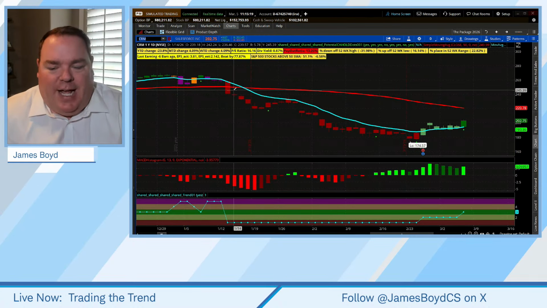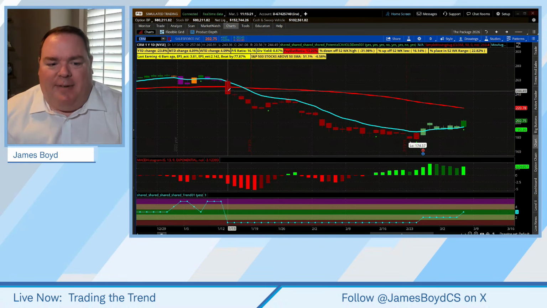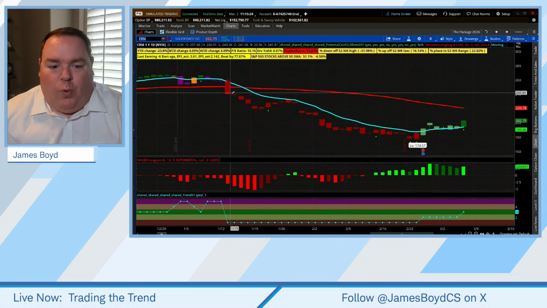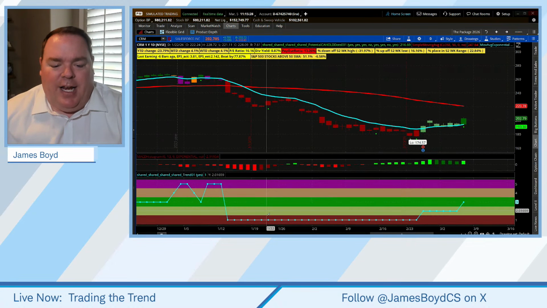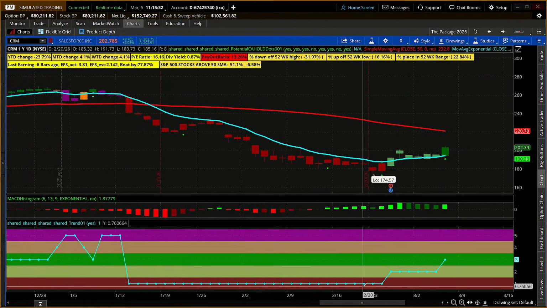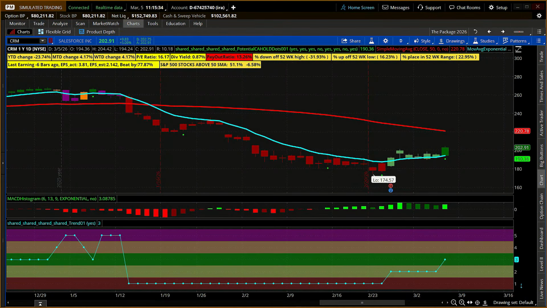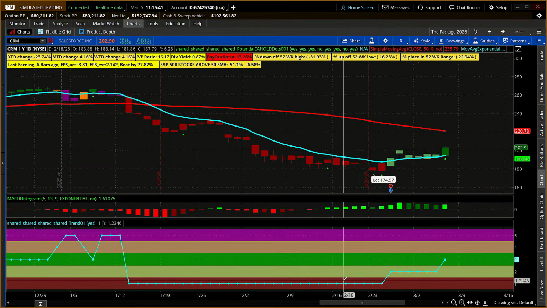Well, this will be our first example. If you take a look at the color of the candle, red candles are telling us that we are in what we call trend number one. We can see it down here on the right-hand side, trend number one, meaning the price is below both moving averages.